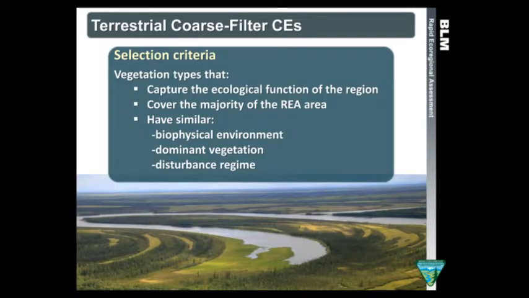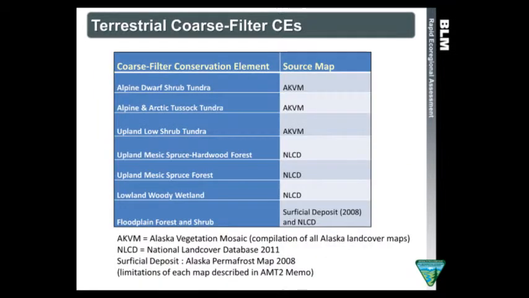So basically, I've already been over this in our methods presentation, but we wanted to select vegetation types that captured the main functions of the area, also covered the majority of the REA area, and we wanted to have them linked either by common vegetation or a similar disturbance regime and soil type if possible, but all this with what we have available for our mapping layers. In one of my earlier presentations, I showed the list of conservation elements and also the source maps that we will be deriving them from.